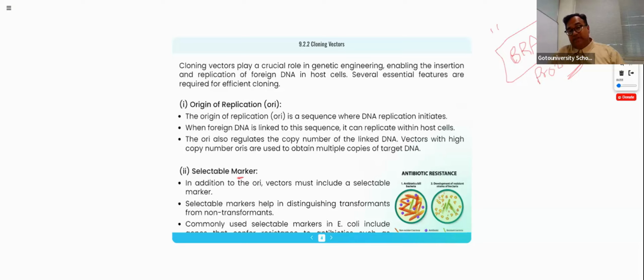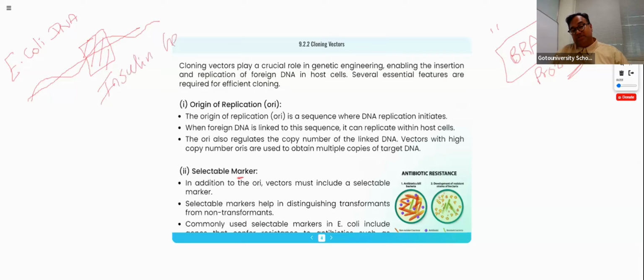For example, in E. coli DNA, whatever foreign gene we introduced, whether it exists in the E. coli DNA or not, I don't know. So for that, there is a cross-examination screening procedure. Again, I'm repeating: this is the E. coli DNA. Into the E. coli DNA, we introduce a foreign gene of our interest, which is nothing but the insulin gene. So this is the insulin gene, and this is the E. coli DNA.